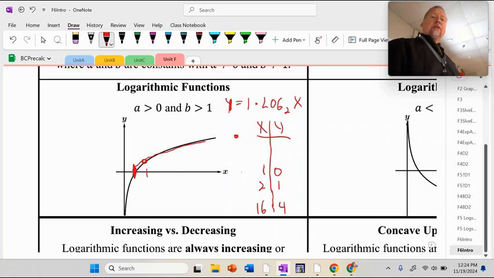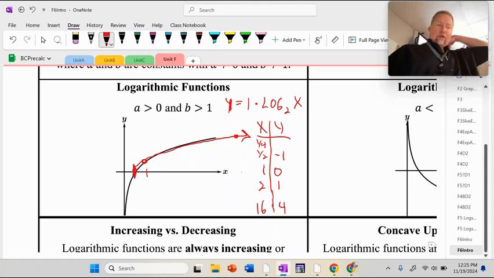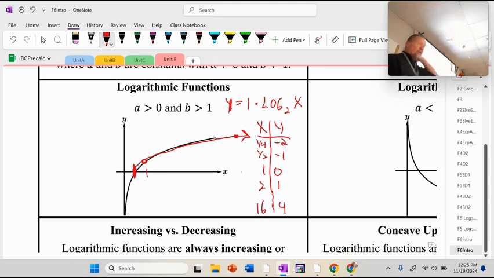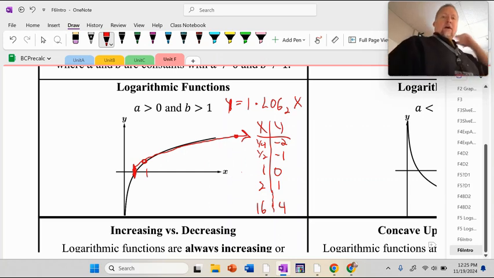This is very slowly doing this. You know what else you should plug in? A half and a fourth. That'll explain what's going on to the left of (1, 0). What's log base 2 of a half? You know your negative exponent rule. What's log base 2 of a fourth? Because 2 to the negative second is 1 over 2 squared, which is 1 over 4. All right, (1/4, -2), I get it. So that's why this is happening.